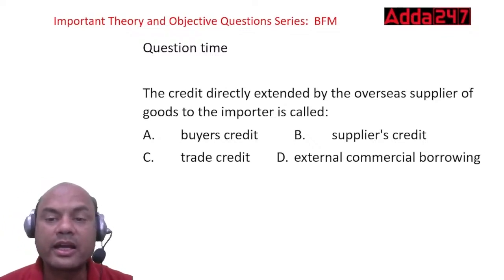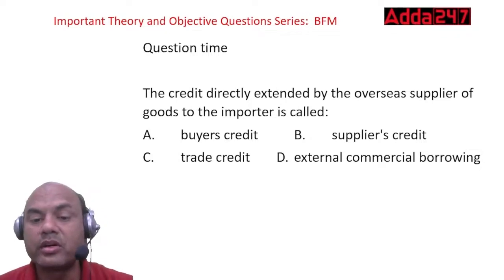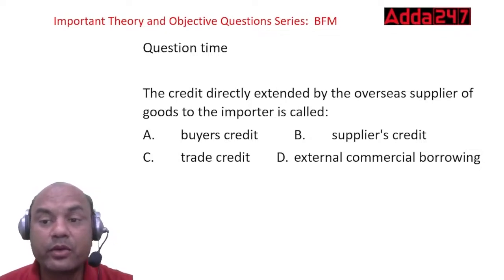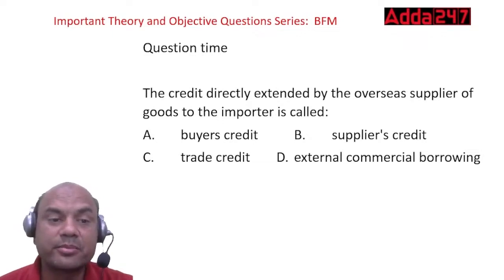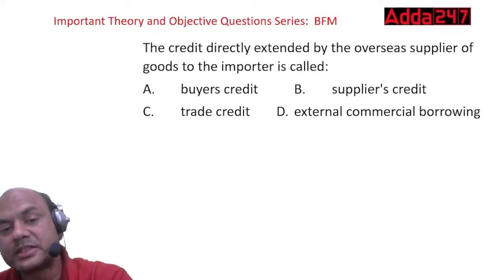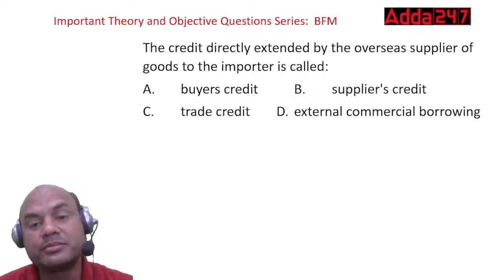The credit directly extended by the overseas supplier of goods to the importer is called as. I told you I'll be discussing the supplier's credit when the subject topic comes. So now think over it. What did I tell you? I'll be discussing the supplier's credit when the topic comes. So now the topic has come.